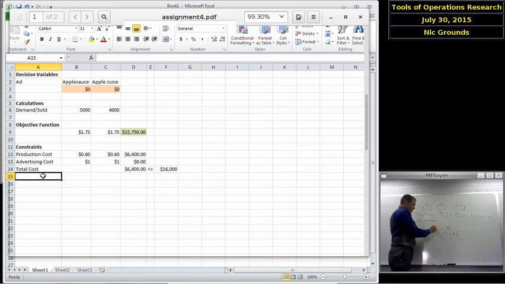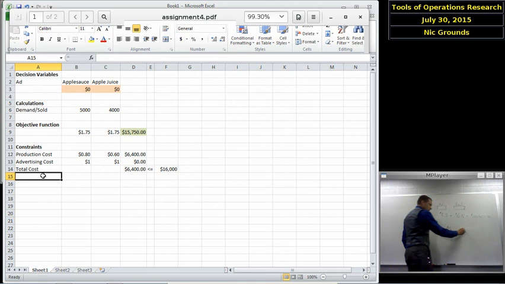And we want to limit this thing in two ways. One, we want it to be greater than or equal to 20%. And two, we want it to be less than or equal to 60%, right?